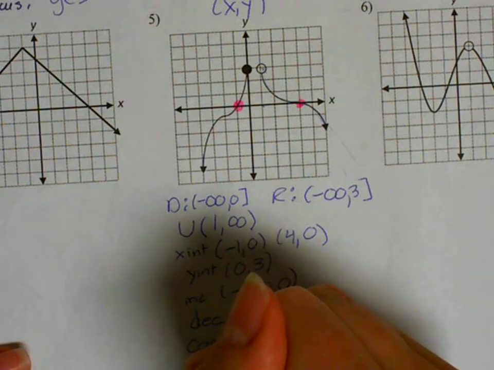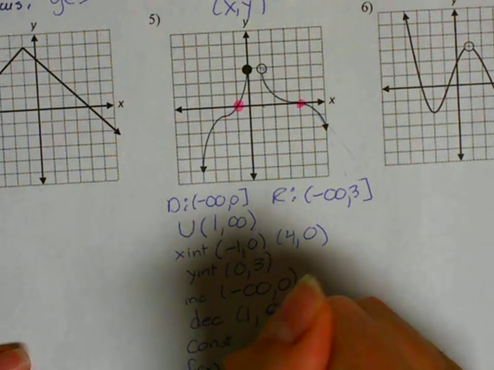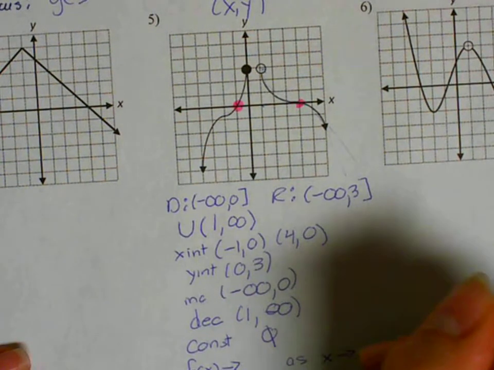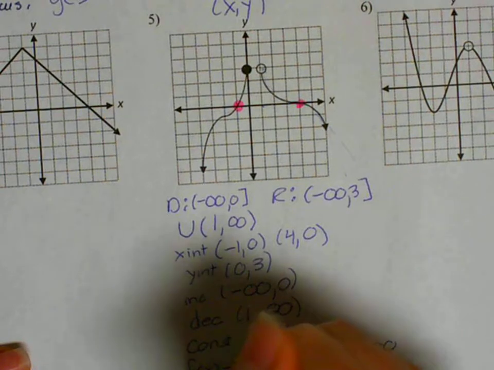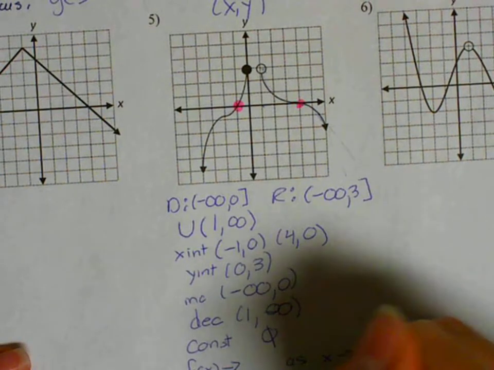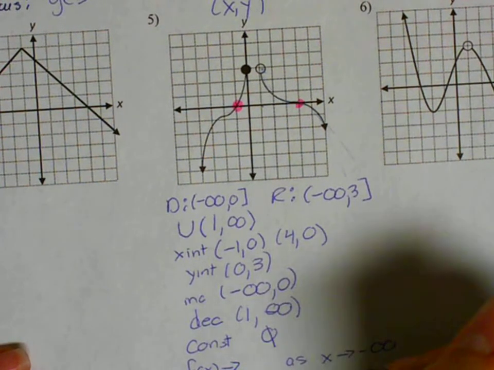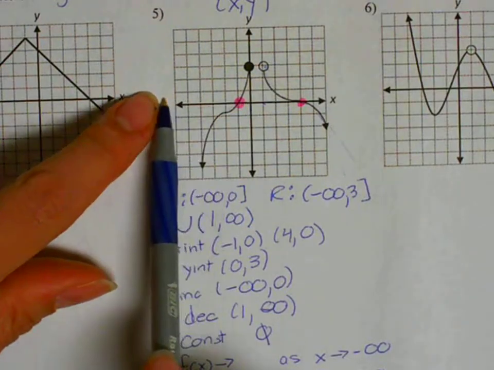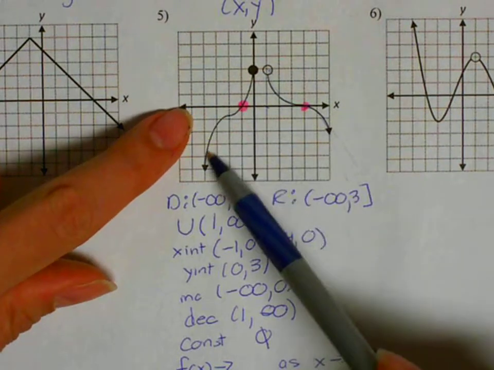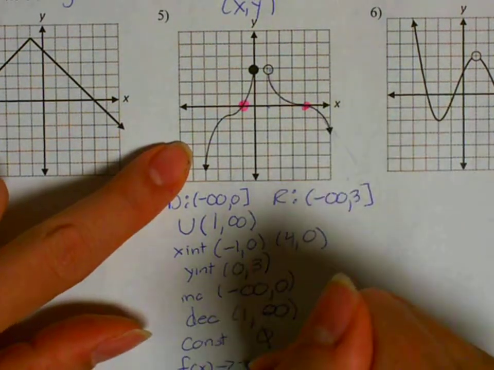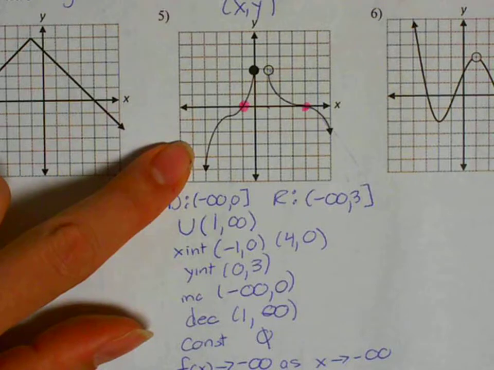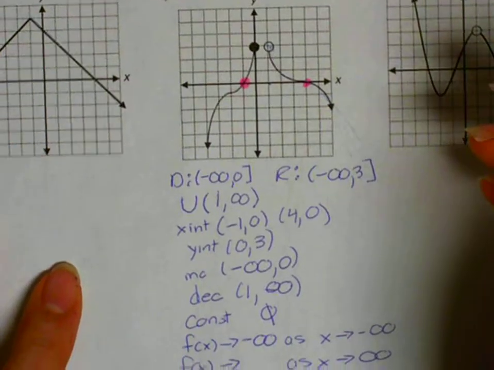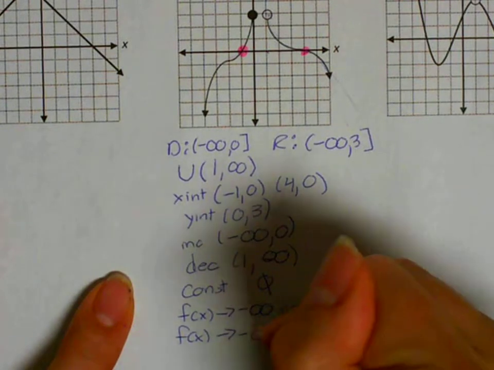So now I have, as f of x, what's going to happen to f of x or y as x approaches negative infinity, and what's going to happen to my f of x or y as x approaches positive infinity. So negative infinity means I'm going to the left. And as I go to the left, we can see it's going down, down, down forever, or approaching negative infinity. And as I go to the right, it's also going down, down, down, or also negative infinity.